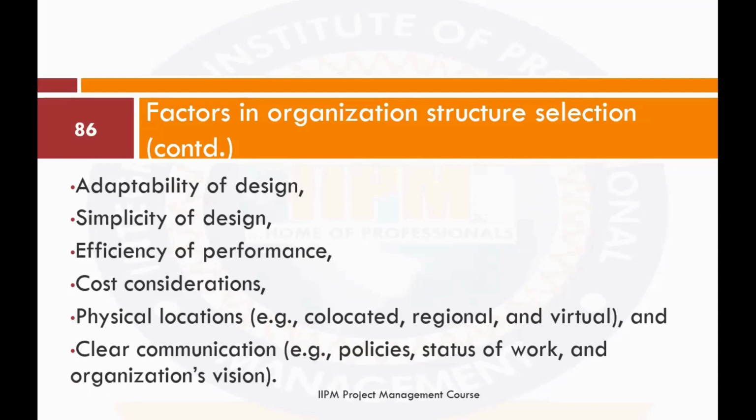Where do we start from? It was a big book. The structure alone was a big book. From one page to another, page 1, page 2, page 100, page 200, and you're still moving, just the structure alone. So we try as much as we can to simplify the design so that it can easily be understood. Now we have efficiency of performance, cost considerations, physical allocations, clear communications, and all of that.